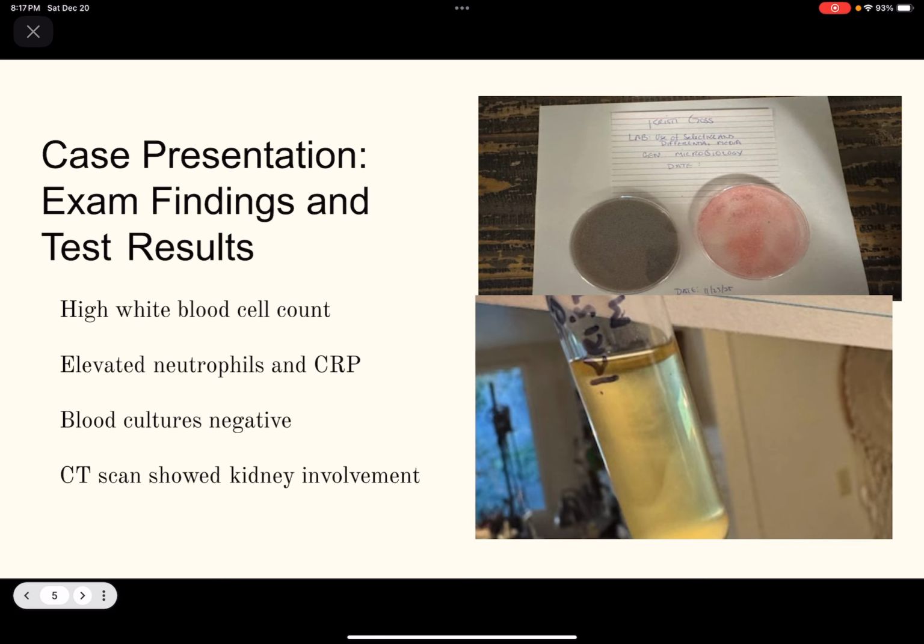Blood tests showed a high white blood cell count, which suggests infection. The neutrophil count and CRP levels were also elevated, showing inflammation. Blood cultures did not show any bacteria. A CT scan showed changes in part of the left kidney, which suggested a kidney infection. Because there was no clear source of the fever, a urine sample was collected for testing.